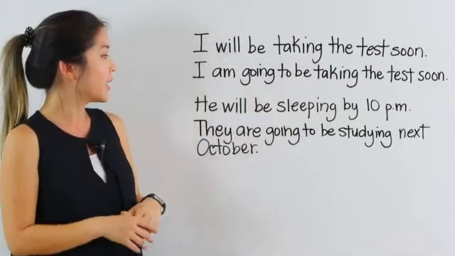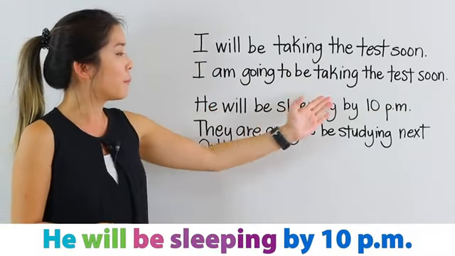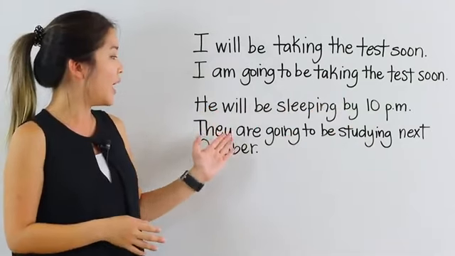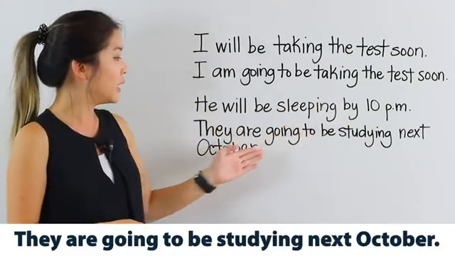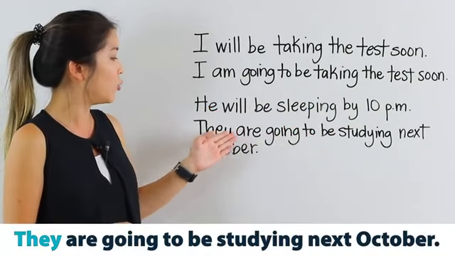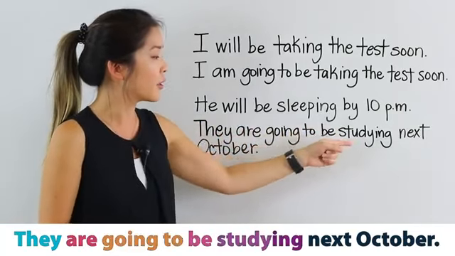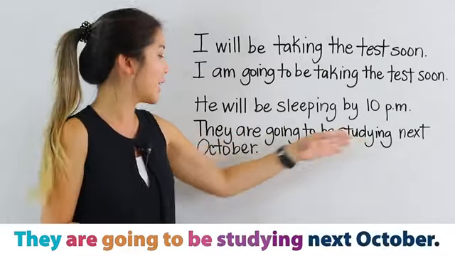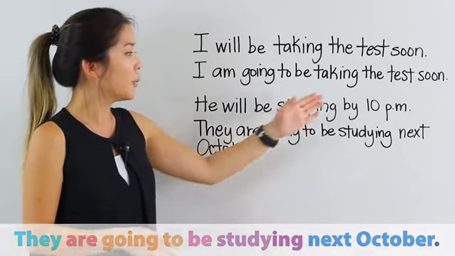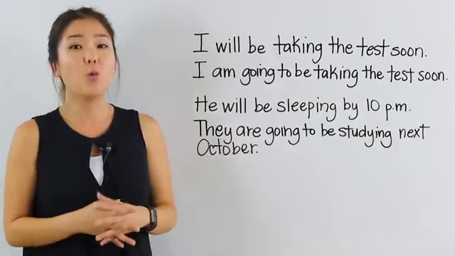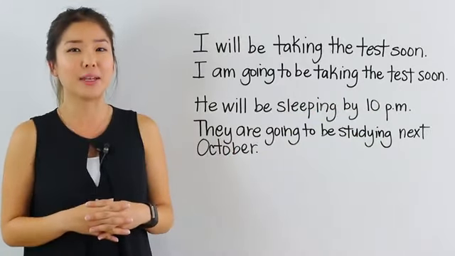The next sentence says, he will be sleeping by 10 p.m. And the last sentence says, they are going to be studying next October. Here, because the subject is they, we use are, they are going to be studying, there's the verb ing. By 10 p.m. and next October show when these actions will be happening.